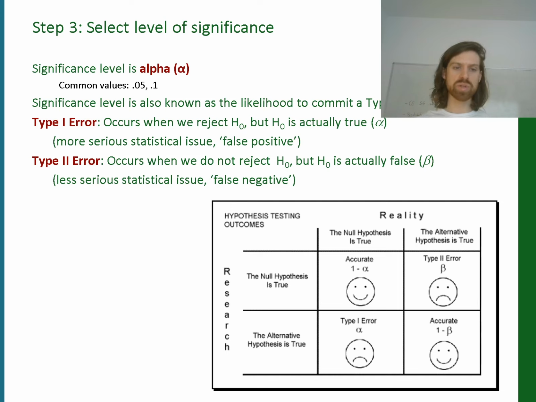Type 2 error you also need to be aware of, but that's basically the opposite. So it's where we get a false negative. That occurs where we don't reject the null hypothesis, but the null hypothesis is actually false. So it's a less serious statistical issue, but obviously we want to make sure that the statistical analysis that we're carrying out is correct at the end of the day.